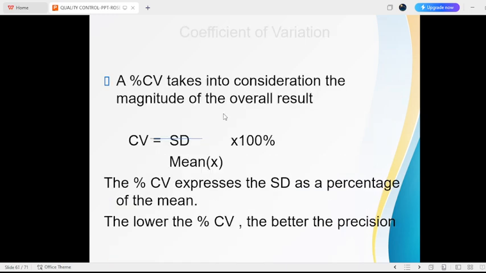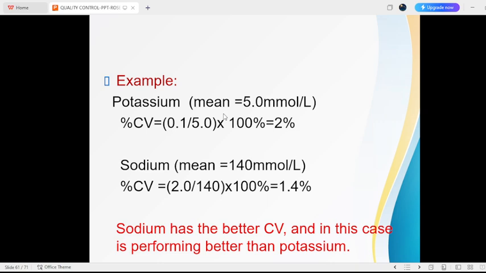Next is another term, equally important as SD: the coefficient of variation. The percentage coefficient of variation takes into consideration the magnitude of the overall result. The equation for coefficient of variation is SD divided by the mean, multiplied by 100. The percentage CV expresses the SD as a percentage of the mean. The lower the CV, the better the precision. The lower the SD, the more accurate the result. So we can compare these two test results.